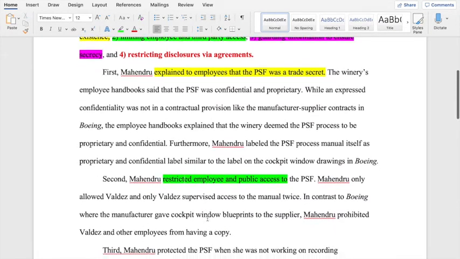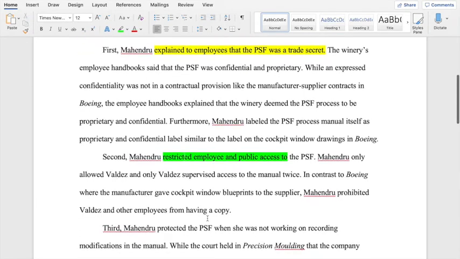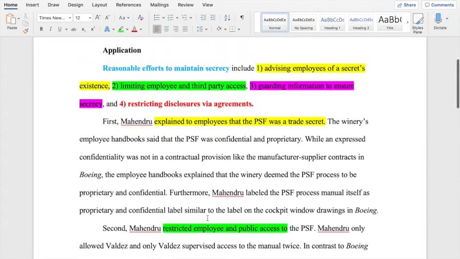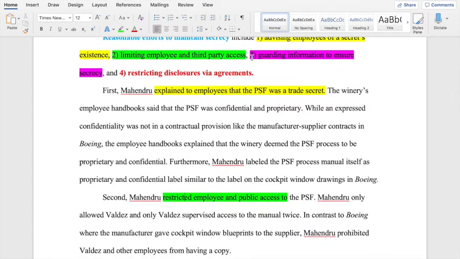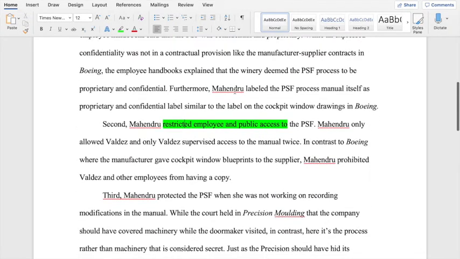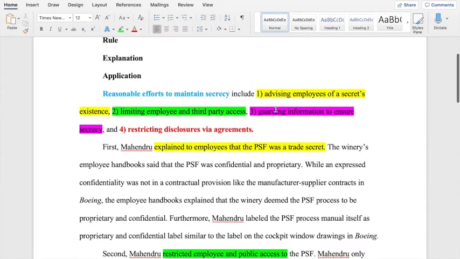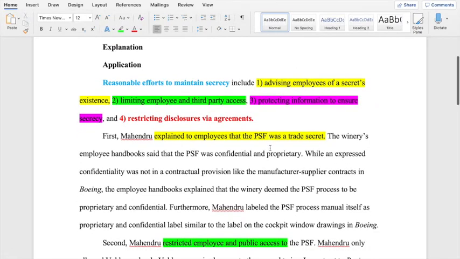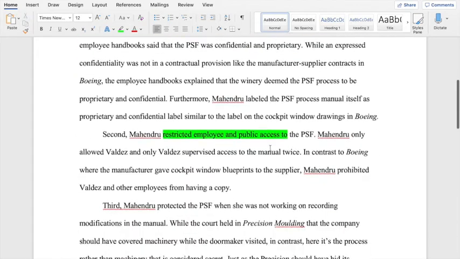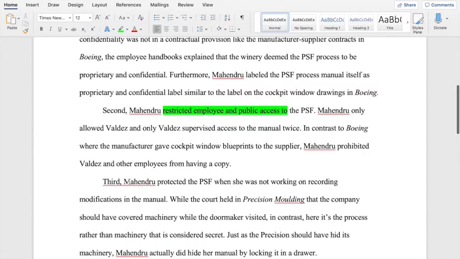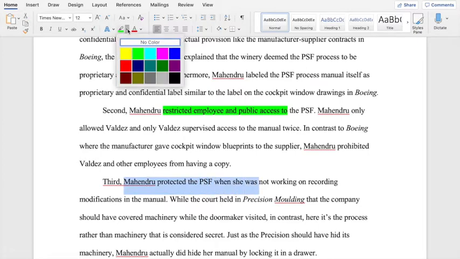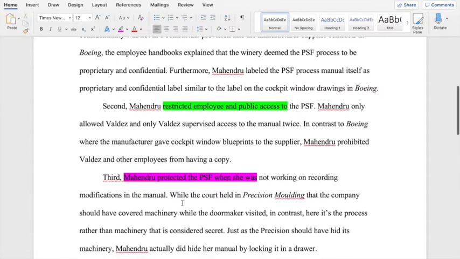All right, so then we look at the next topic sentence. And again, it dovetails, like here we have guarding the information to ensure secrecy. She protected. I think it would be nicer to use the same language so that the reader can more easily see the parallel: protecting information to ensure secrecy. And then here she protected it when she was not working on modifications. So she protected it.